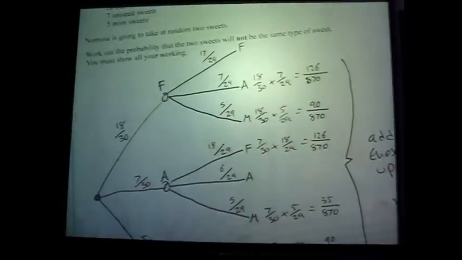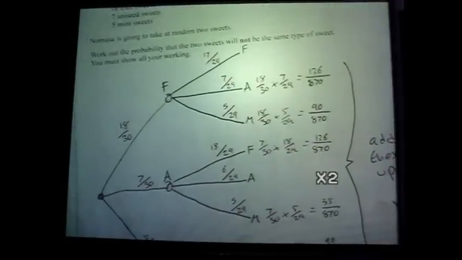The question says work out the probability that they're not the same type. So I've gone down and worked out the ones that aren't the same. So fruit, aniseed; fruit, mint; aniseed, fruit; aniseed, mint; mint, fruit; mint, aniseed. So I've avoided the other 3 there. You calculate across, so this one here is going to be 18 over 30 times 7 over 29, it's 126 over 870. Do that for the ones where they're different, and then you need to add them up, and you get 502 over 870.